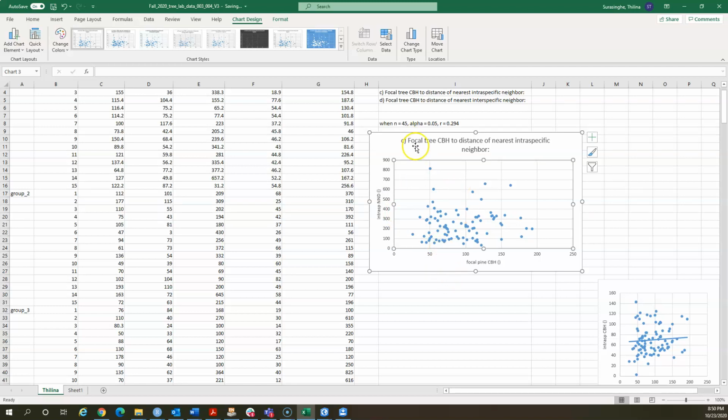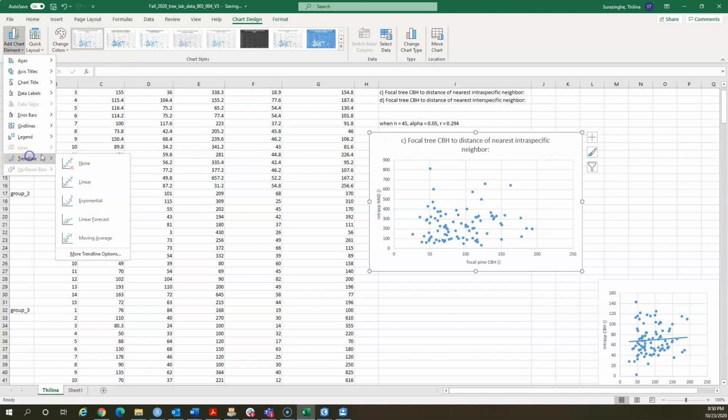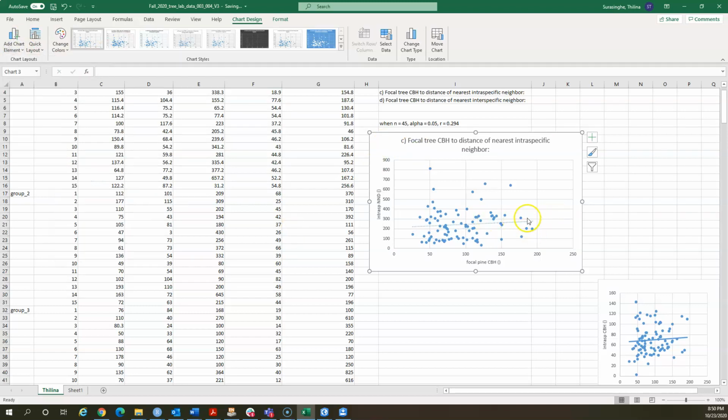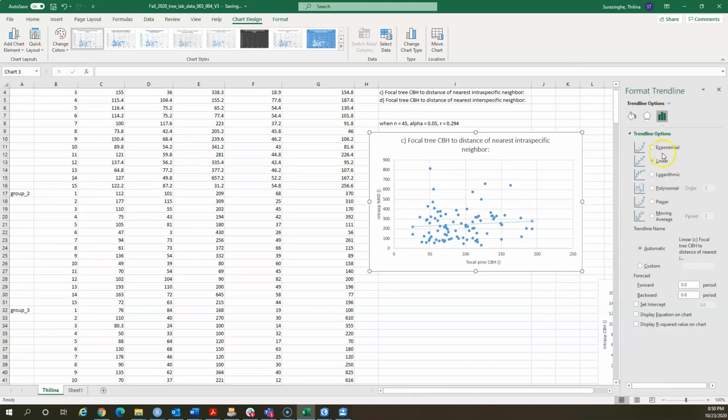And now we need a trend line. Select the plot again. Chart elements, trend line, linear, right? I want to format that trend line, right? I go to format trend line.